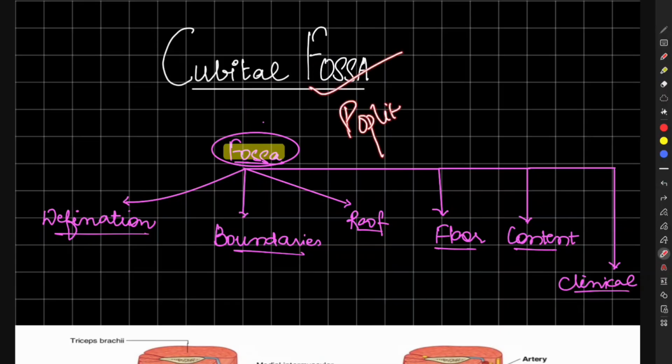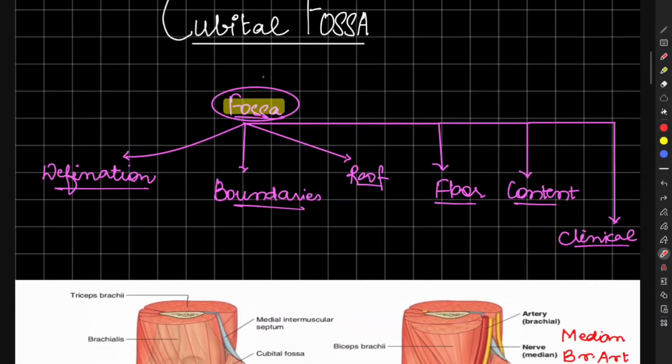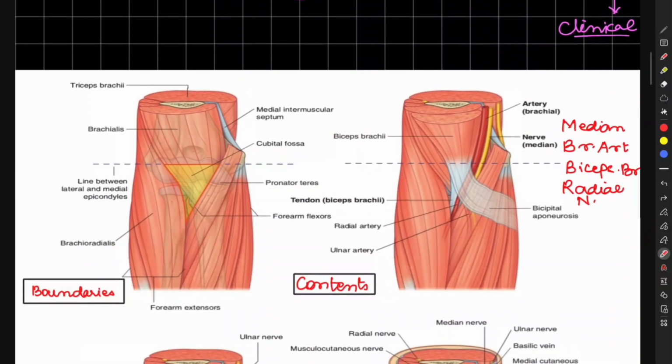If you have already done the popliteal fossa, you will know which headers you have to write the answers under. Talking about cubital fossa, it is a triangular depression. For the fossa, you have to include the headers such as the definition. In the definition, you will just give an introduction regarding the cubital fossa, then the boundaries of the cubital fossa, the roof, floor, and the contents, and the clinical.